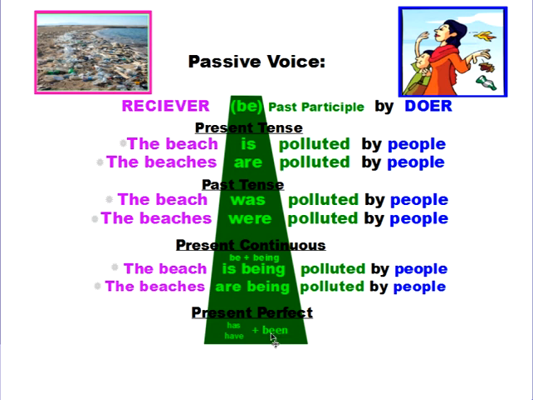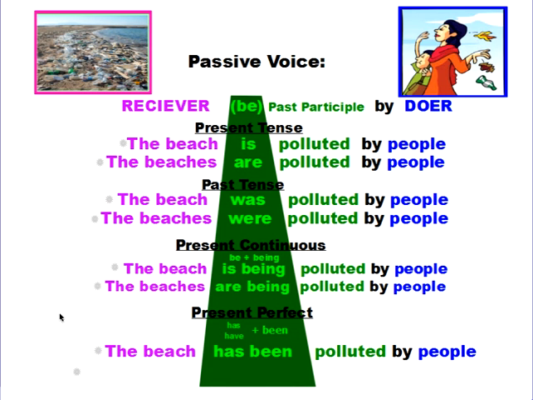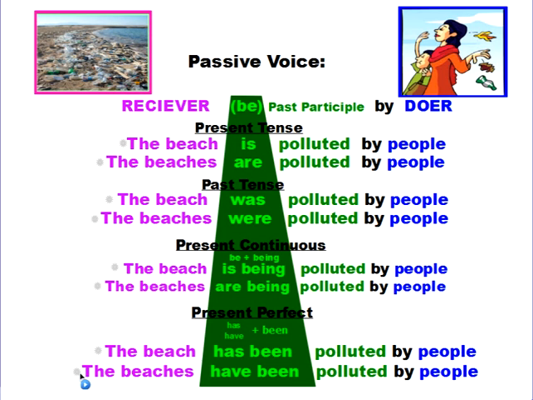And then I'm going to use been because I need to use the past participle when I use the present perfect. So, if I look at this, I say the beach has been polluted by people. Again, using has because it's one beach. Or if I want to be plural, the beaches have been polluted by people. So I want you to look and see that the only thing I'm changing to do the present tense, the past tense, the present continuous, or the present perfect is my form of be.